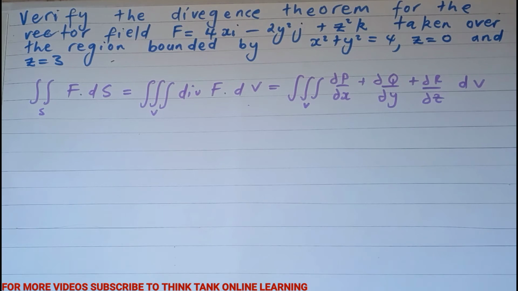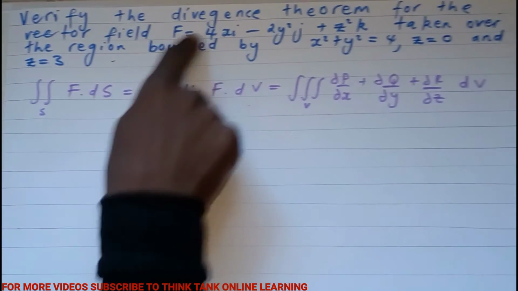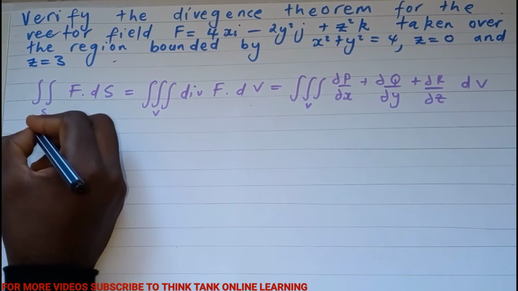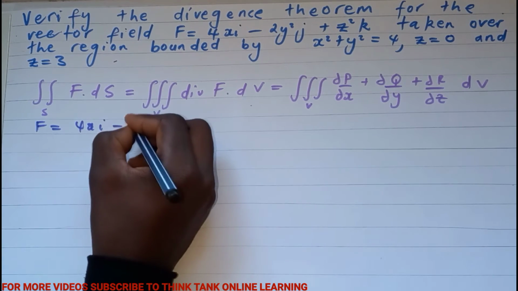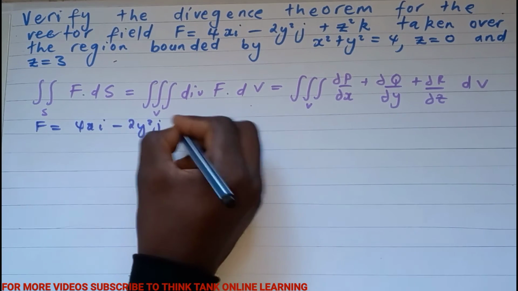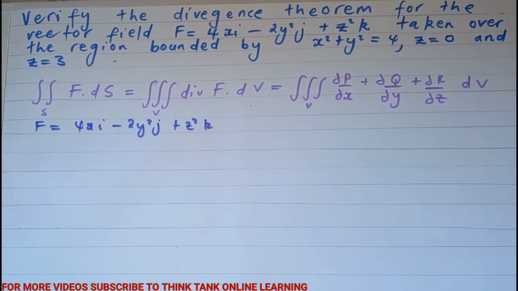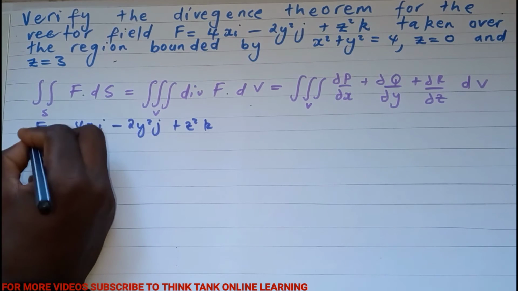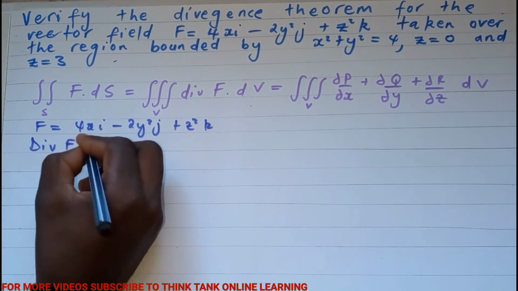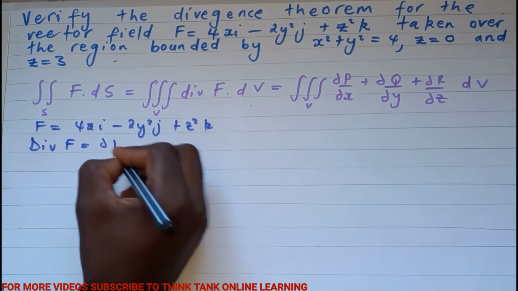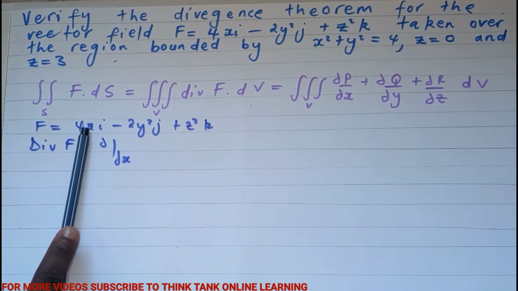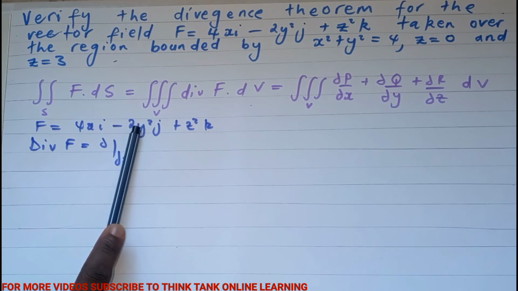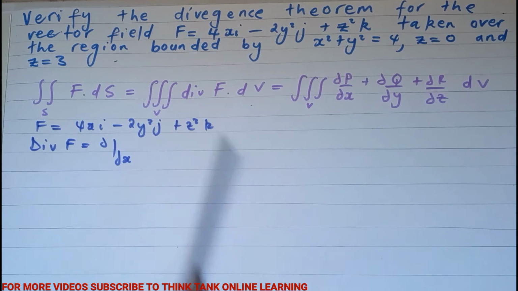We're given a vector field. This is our vector field: F = 4xi − 2y²j + z²k, and I want to find the divergence of this vector field. The divergence of F is the partial derivative of the i component with respect to x, the j component with respect to y, and the k component with respect to z.